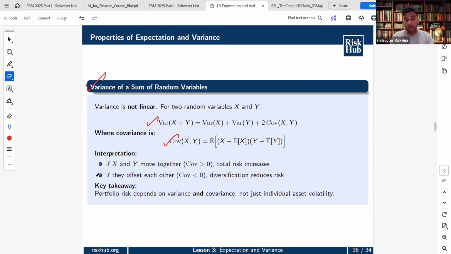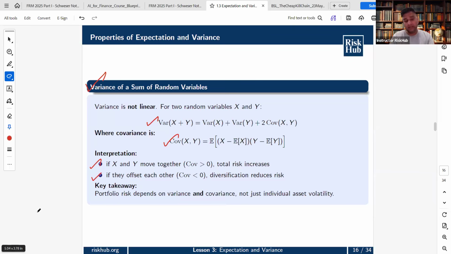If they move together, covariance X, Y greater than zero, risk increases. If the opposite, covariance X, Y less than zero, risk decreases. This is your diversification, right? This is what diversification is. The covariance term in the variance of a sum is the reason diversification works. Without covariance, portfolio theory would not exist.